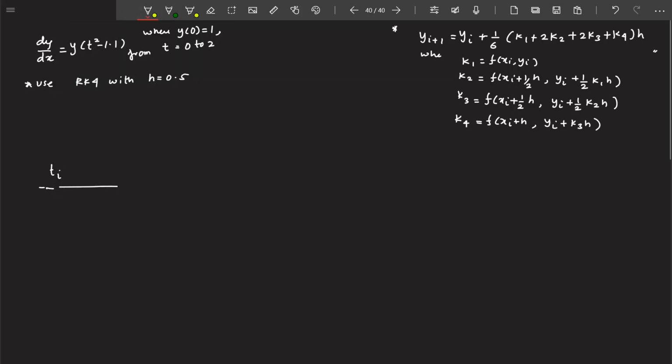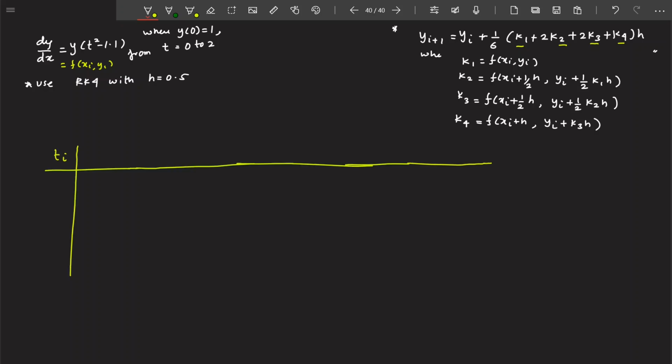When you talk about your main formula, that means you need the value of k1, the value of k2, k3 and k4. Once you find out the value of k1, k2, k3 and k4, you have found out the value of yi plus 1. Also, this function is nothing but f(xi, yi). So let's use this. The first column is going to be ti.